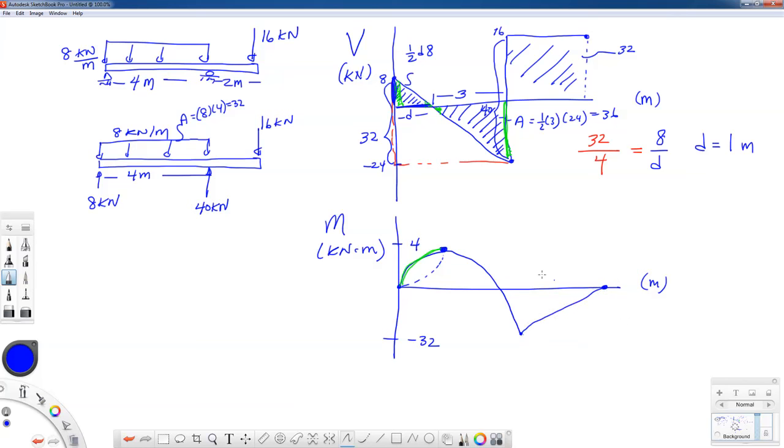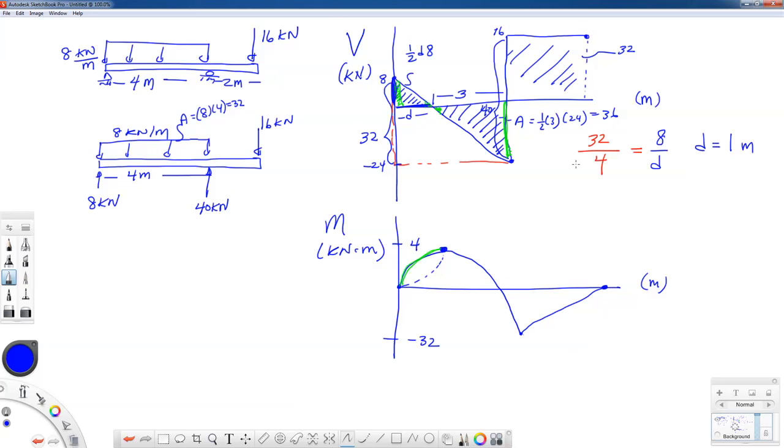Now, I knew we had to end up at 0 because we didn't have a moment over here. If for some reason I had a value that was not 0, I probably made some kind of algebra mistake somewhere, so go back and look for it. Now, it doesn't have to end at 0. Your diagrams don't have to end at 0, but they should end at the magnitude of the reaction. And if you account for the sign of the internal shearing force and bending moment, they should end at that value of the internal shearing force and bending moment.